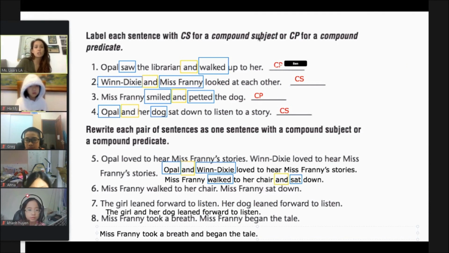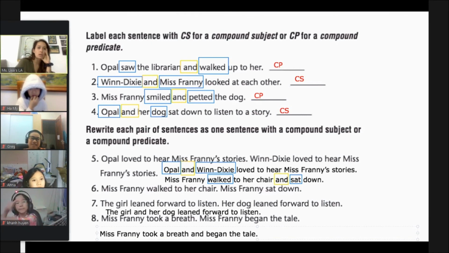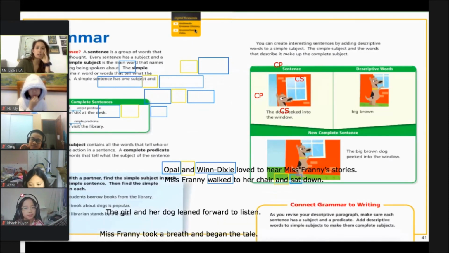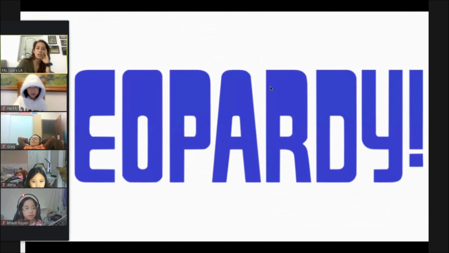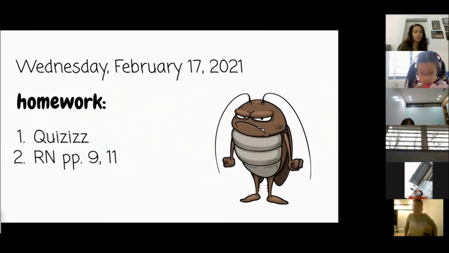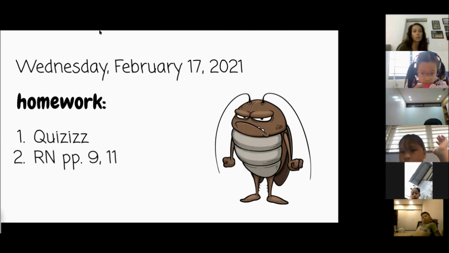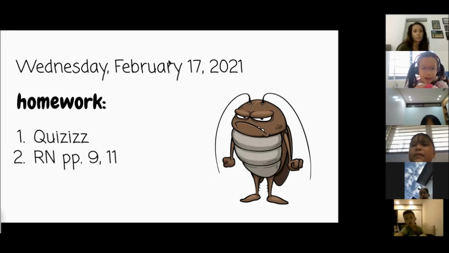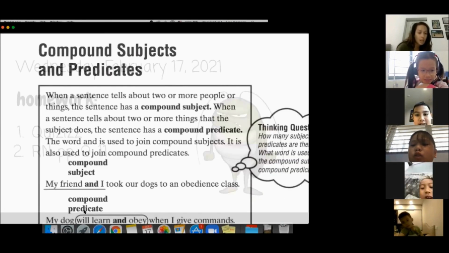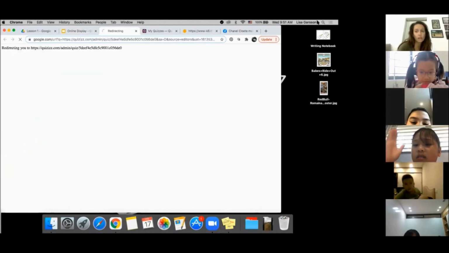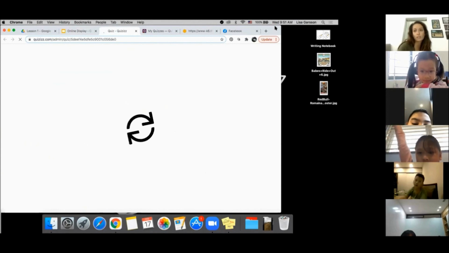Does anyone have questions about our compound subjects and predicates? We'll do more practice with this tomorrow because we still need to do this page in our book and we have a Jeopardy game. Okay, so homework for today. You're going to do a quiz and then reader's notebook pages 9 and 11. Do we want to do the live quiz now or do you want the quiz homework code only? Live quiz now. If you don't want to do it now, that's fine. Just do it for homework.